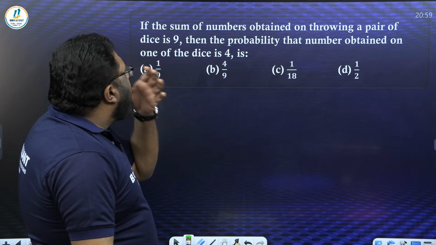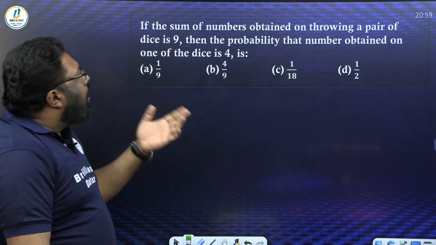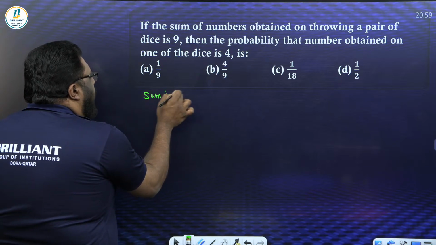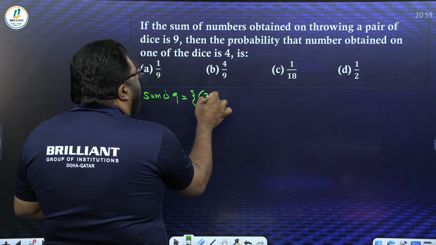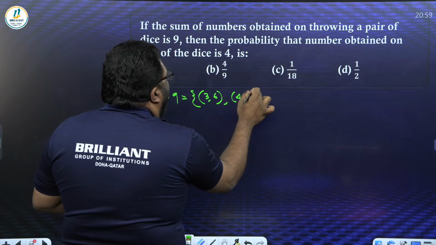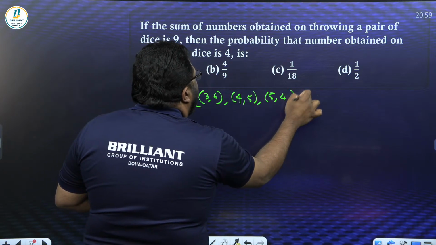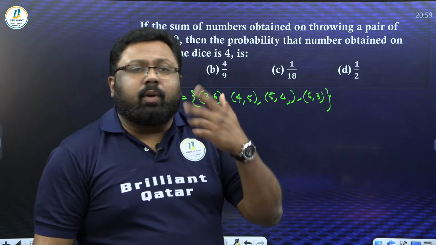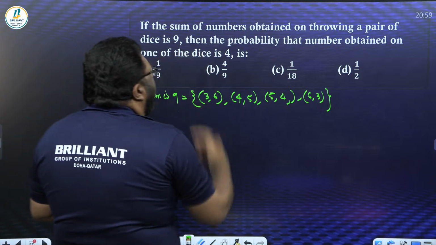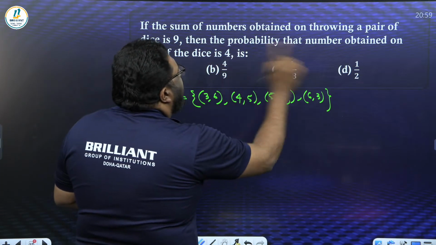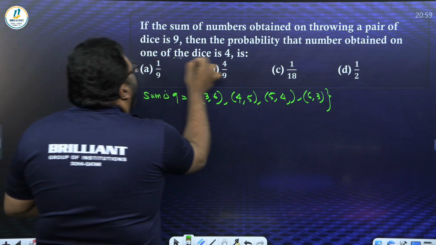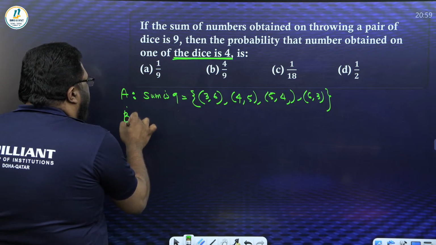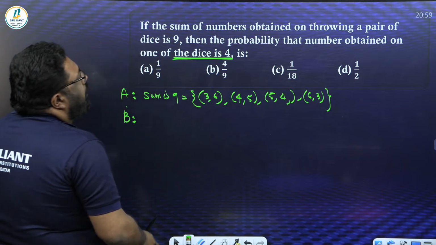Next one. If the sum of the numbers obtained on throwing a pair of dice is 9. So when you throw a pair of dice, the sum is 9. The only possible outcomes starting from 3, 3, 6, then 4, 5, then 5, 4, then 6, 3. These are the only pairs of numbers which will give you a sum of 9. A pair of dice is thrown, right? So what is the probability that the number obtained on one of the dice is 4? So I say this is event A and event B says one of the die shows 4.